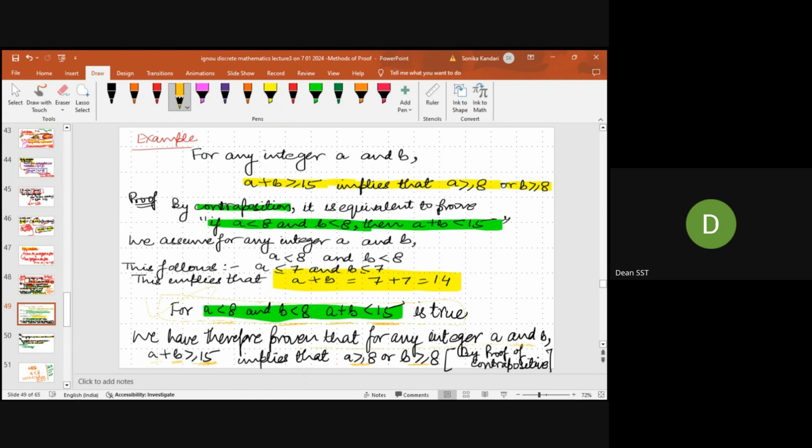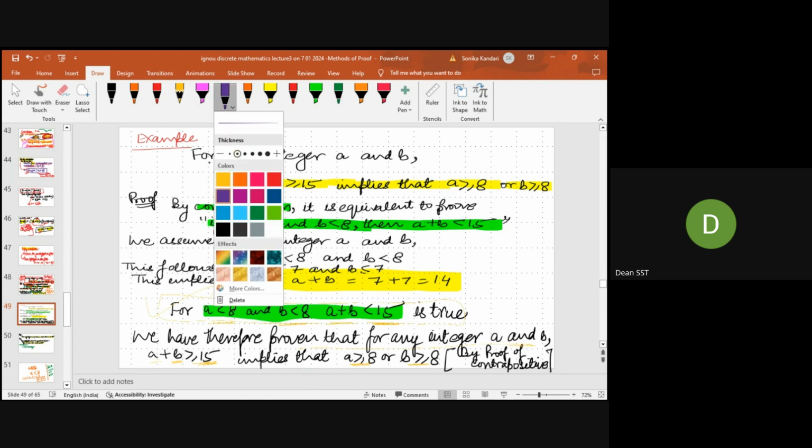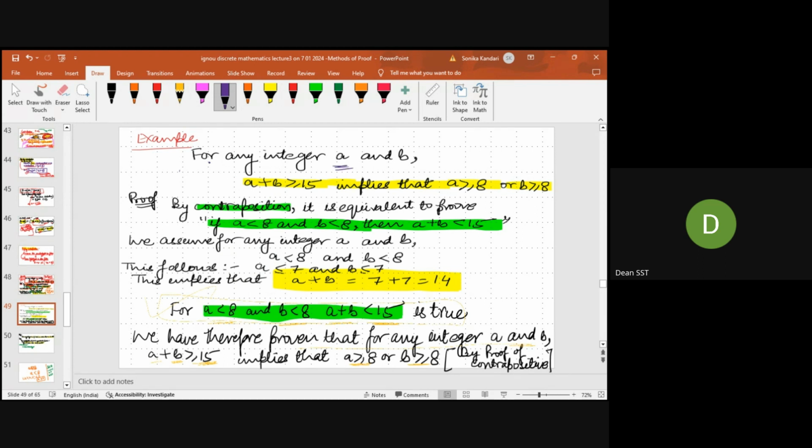This was the question. For any integer A and B, A plus B is greater than or equal to 15 implies A is greater than or equal to 8 and B is greater than or equal to 8. By contrapositive, we have done: if A is less than 8 and B is less than 8, then A plus B should be less than 15. And yes, we have proved it.